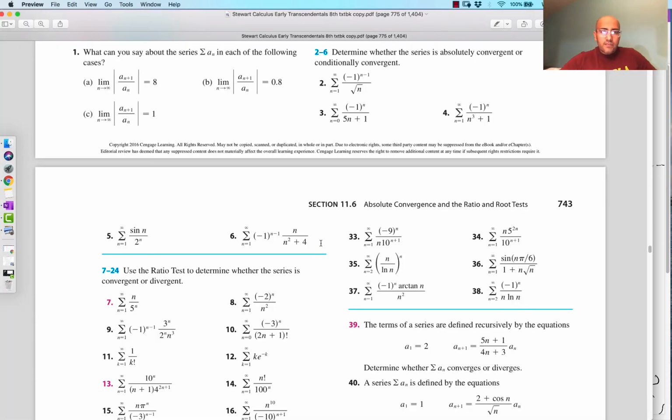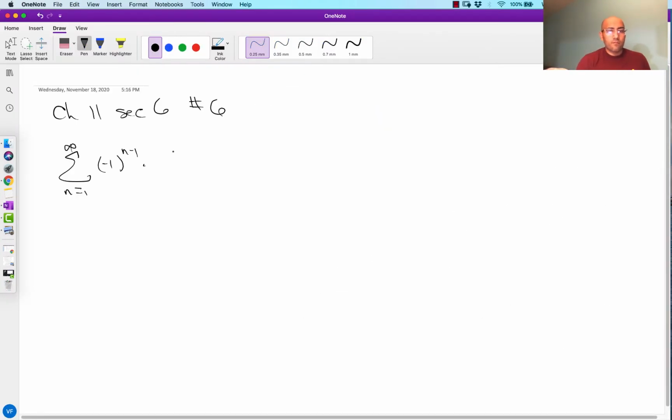Okay, let's take a look at, say, number 6. Now we have negative 1 to the power of n minus 1. So that's going to guarantee that it's alternating. And then times n over n squared plus 4. So it's going to be negative 1 to the power of n minus 1 times this fraction, n divided by n squared plus 4. This is going to be alternating, right, since it starts with a positive, then a negative, then a positive, then a negative. So let's look at the alternating series test.